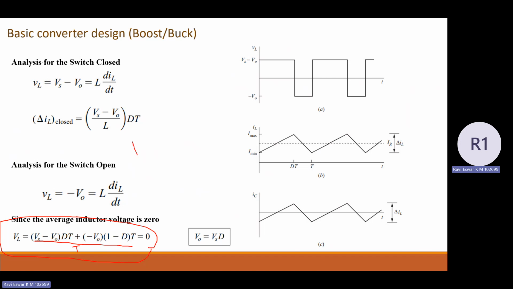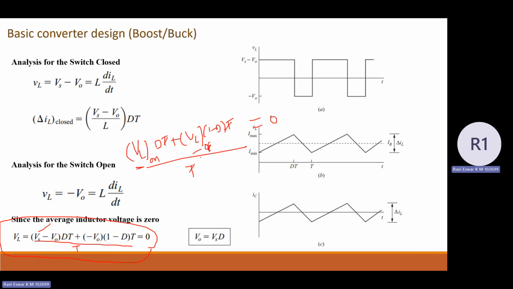In a generalized manner, I can write it like this: voltage across the inductor during the on state into D into T, plus voltage across the inductor during the off state into 1 minus D into T, total divided by T, equal to 0. The T gets cancelled, so there is no need to consider capital T here. You need to substitute VL on for your particular converter, whether it is a buck converter, boost converter, or buck-boost converter. Here in the case of the buck converter, the voltage across the inductor during the on state is Vs minus V naught.